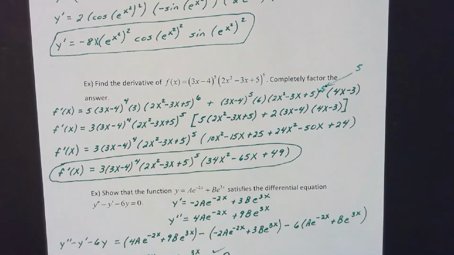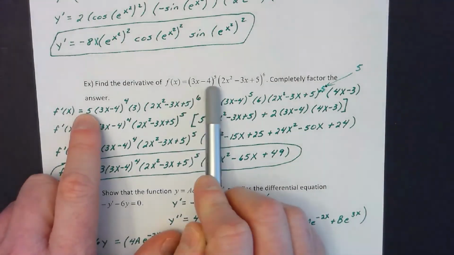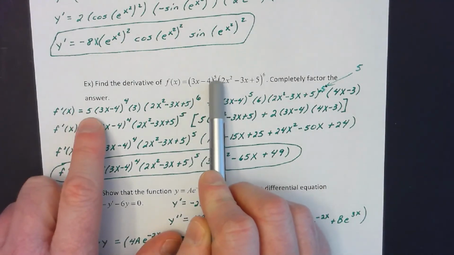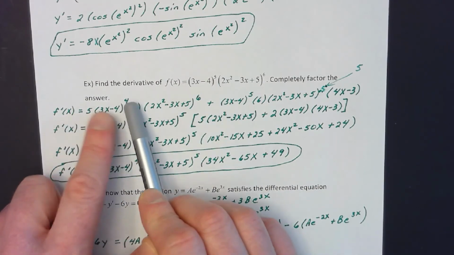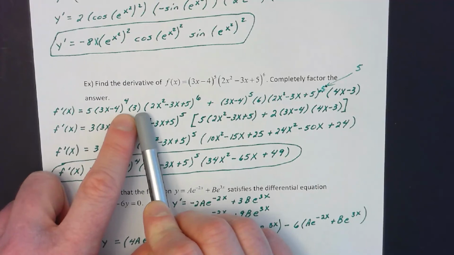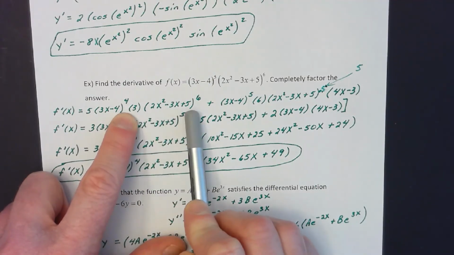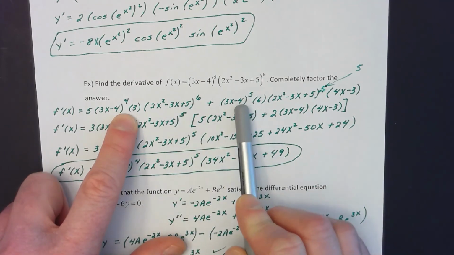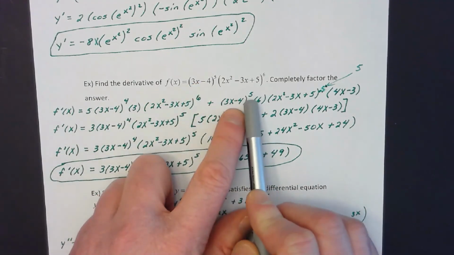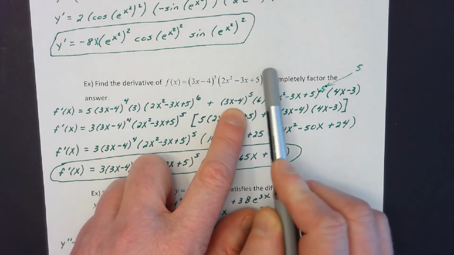In this one we have the chain rule within the product rule. Factoring will be very important to make your answer useful. In this one I had 3x minus 4 to the 5th power. The derivative of that: the 5 is going to come down in front, times the group to the 4th power, times the derivative of what was inside of that group. All of this times the second group, so I just brought it down. Then plus the first group, 3x minus 4 to the 5th, now times the derivative of the second.